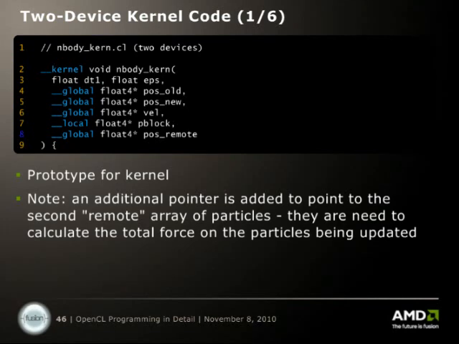That is going to be a pointer to particle positions for particles that a given GPU is not responsible for updating, but still needs in order to calculate the total force. Because we've basically divided up our particles into 2 arrays, we need to have an additional argument which points to what I'll refer to as the remote particles in this case.